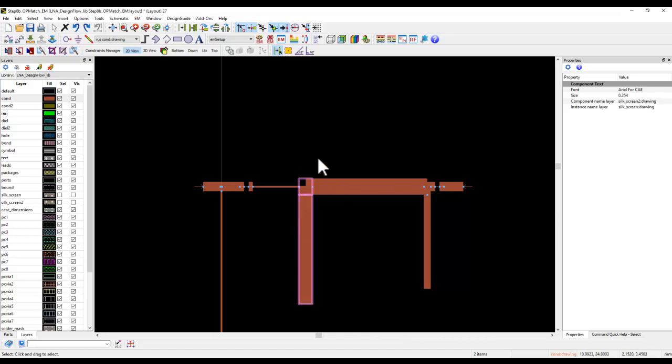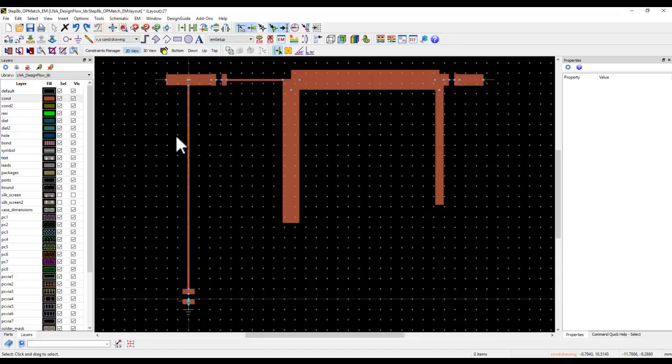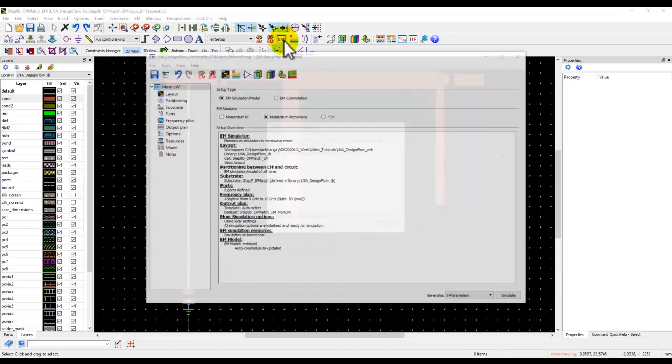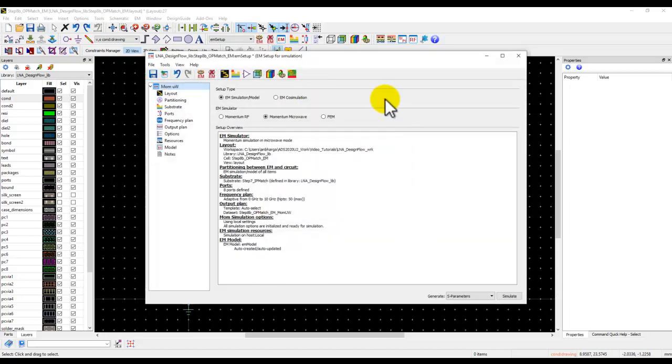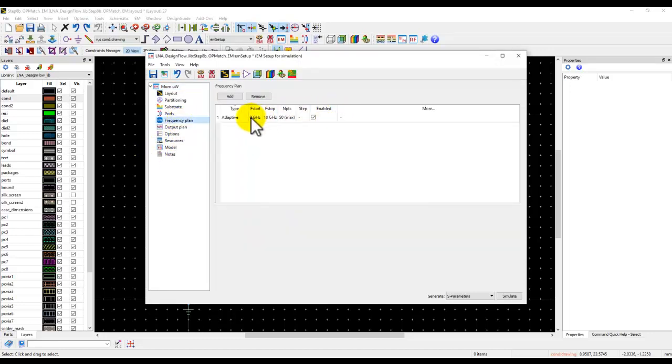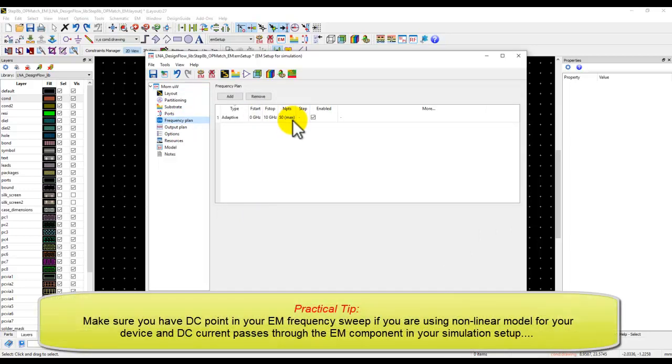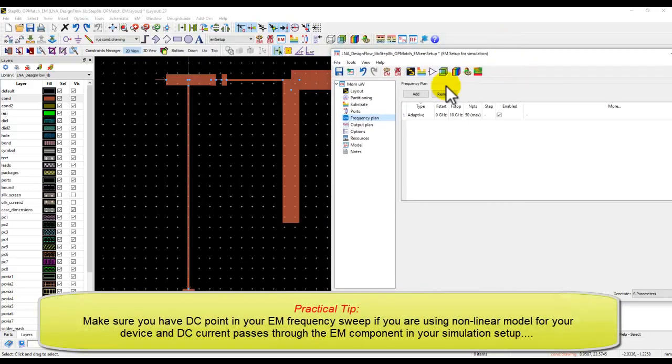All right. So some of those tricks you need to remember while creating a proper layout. So I went ahead and set up an EM simulation, like we already talked about in previous videos, for both input as well as output matching. I set up my frequency plan.